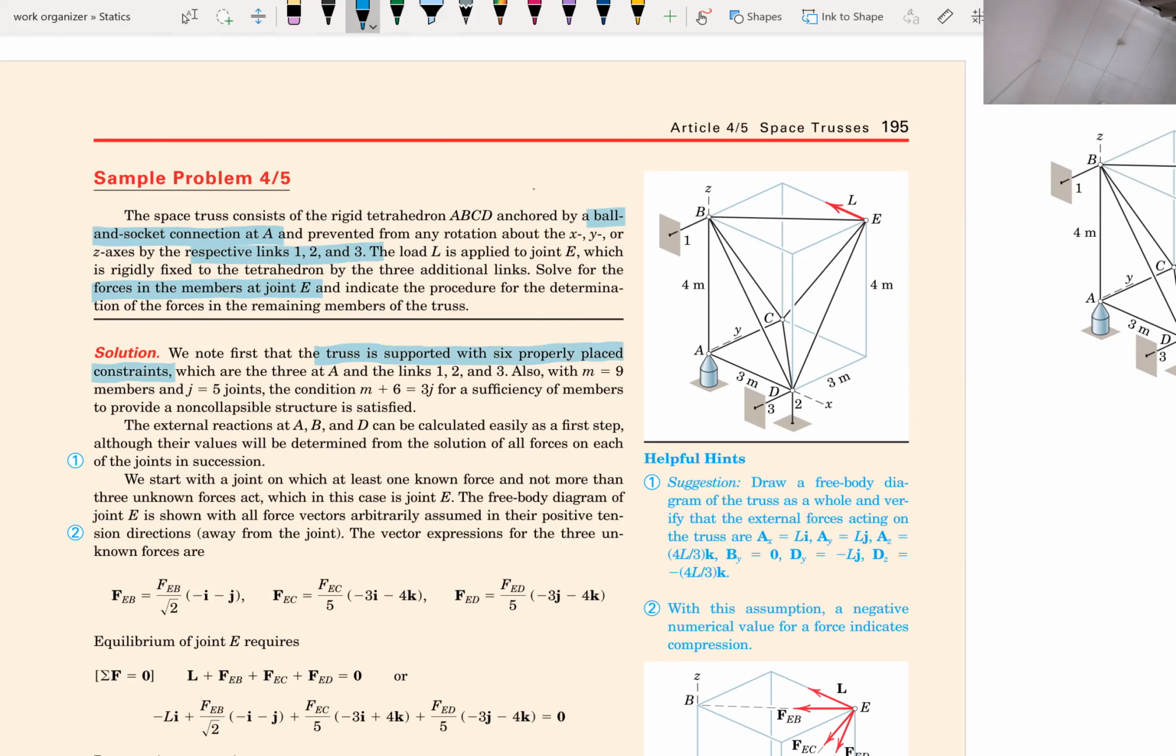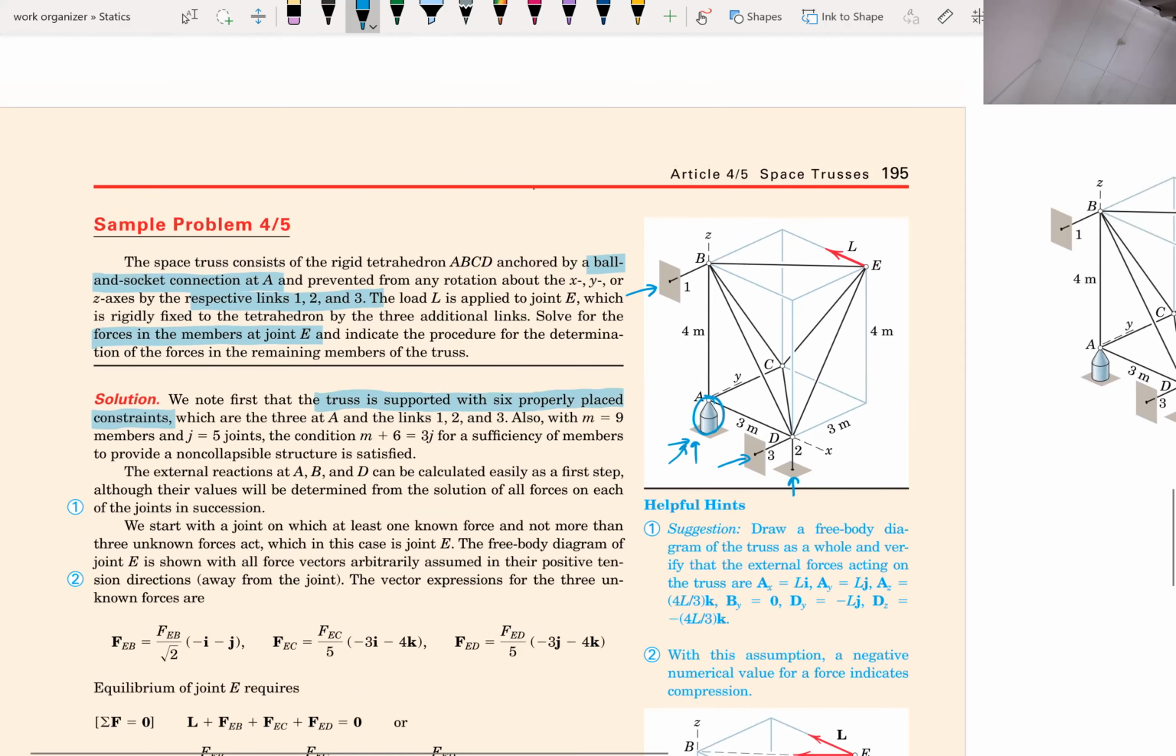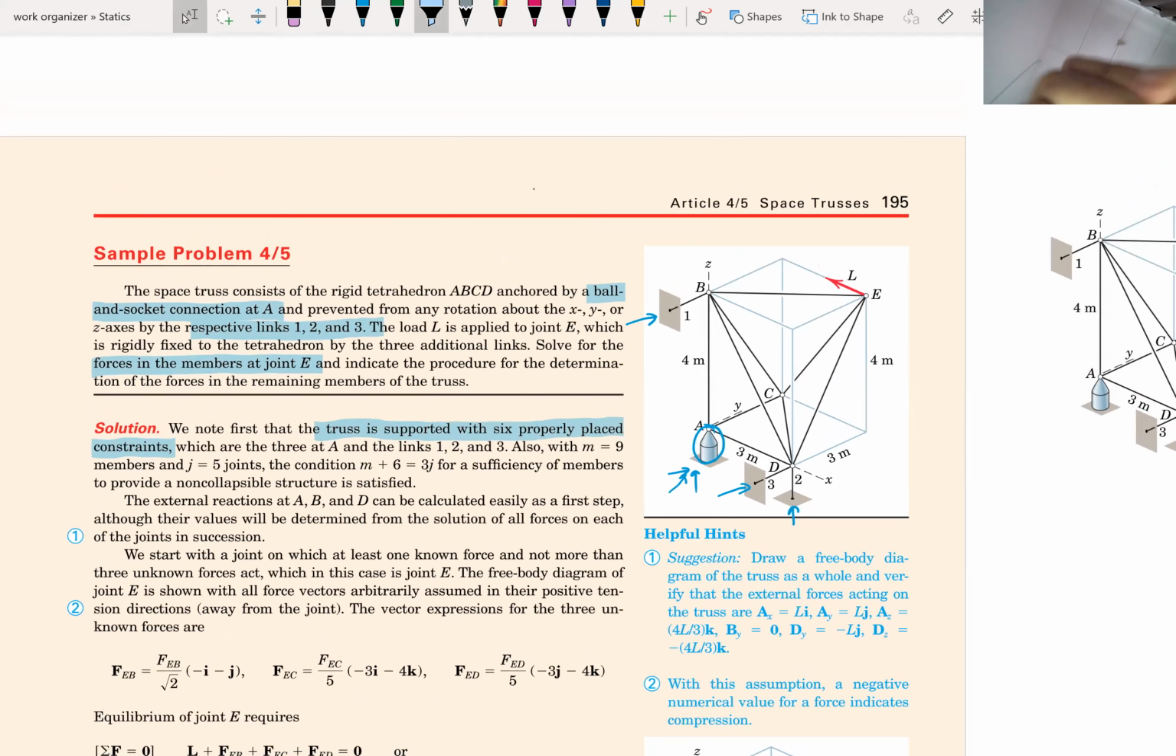This one is a ball and socket joint, so it will have 3 forces. And then links 1, 2, 3. So there are 6 properly placed constraints: 3 at A and links 1, 2, 3. So 3 here is this one: 1, 2, 3, 4, 5, 6. So these are the 6 constraints.